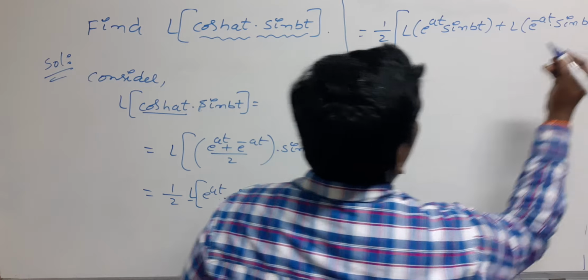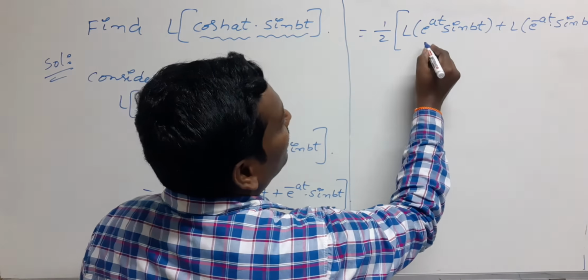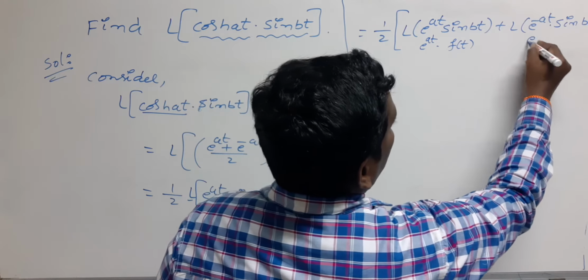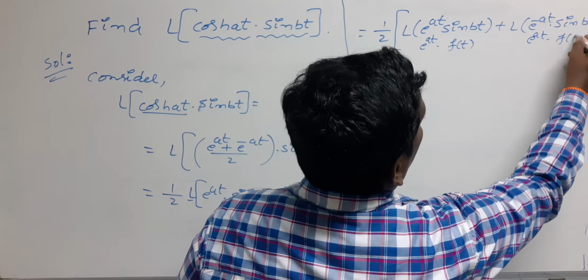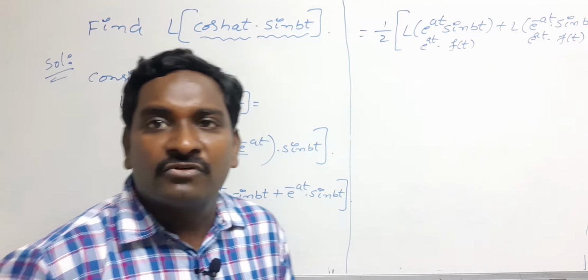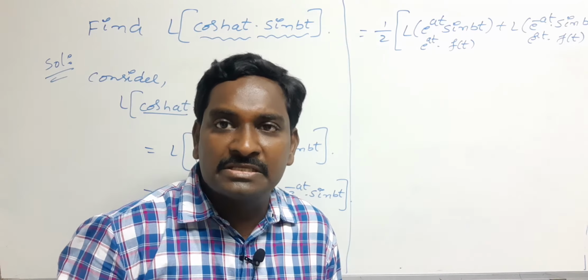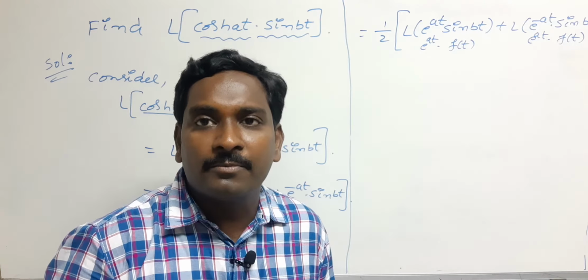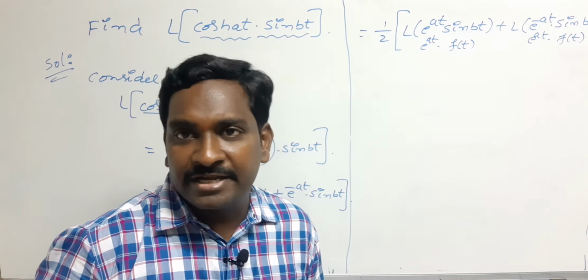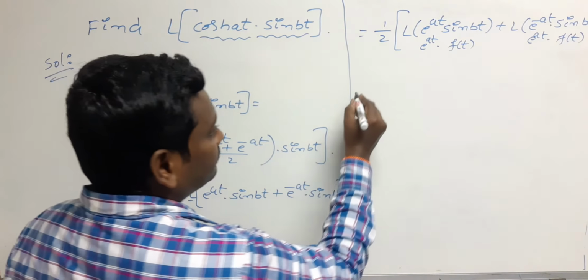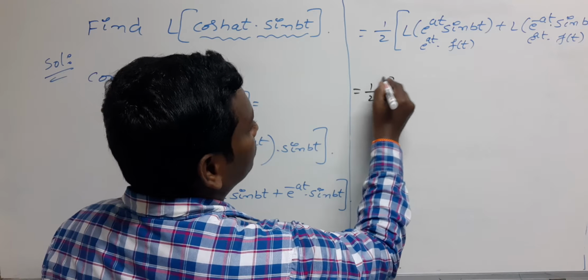We are observing that both parts are in the form of e power at into f of t. Here also the second part is in the form of e power at into f of t. That's why you should apply the first shifting theorem on Laplace transform. Please remember the statement of the first shifting theorem. Whenever the given problem is in the form of e power at into f of t, immediately we should apply the first shifting theorem.